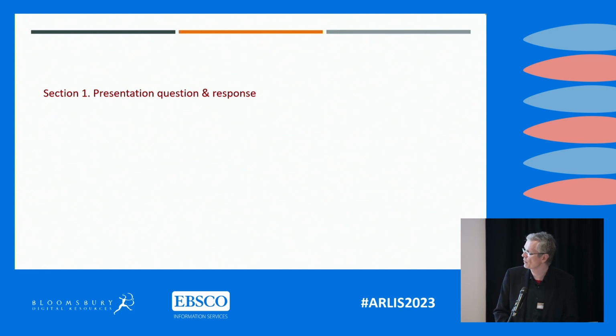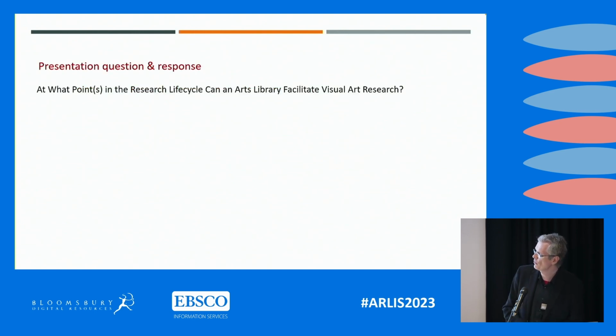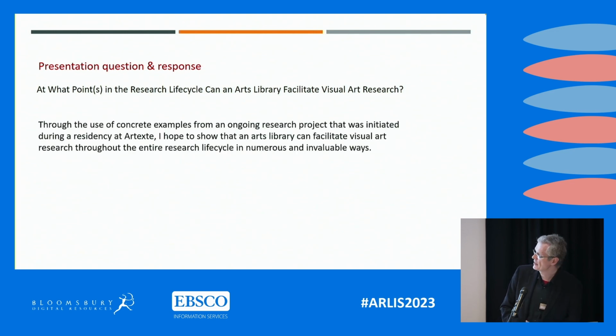Okay, so we'll just start with the presentation question and proposed answer. As you know, the question is, at what points in the research lifecycle can an arts library facilitate visual arts research? And as an answer, I've tried to come up with this through the use of concrete examples from an ongoing research project that was initiated during a residency at Artexte. I hope to show that an arts library can facilitate visual arts research throughout the entire research lifecycle in numerous and invaluable ways.